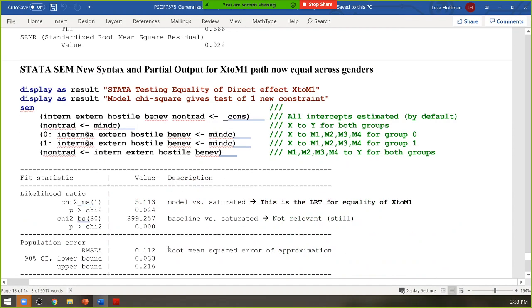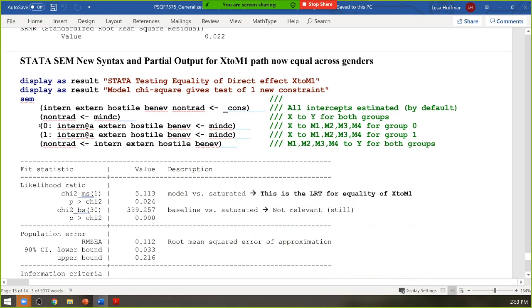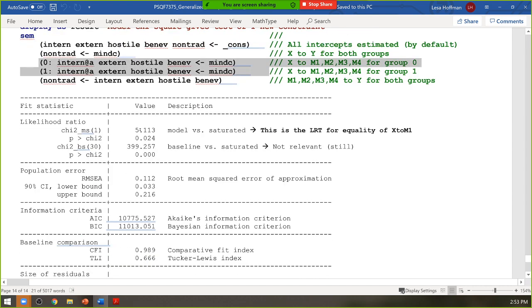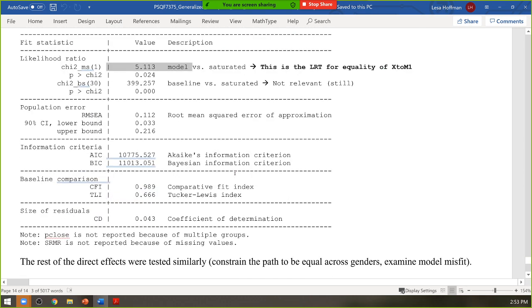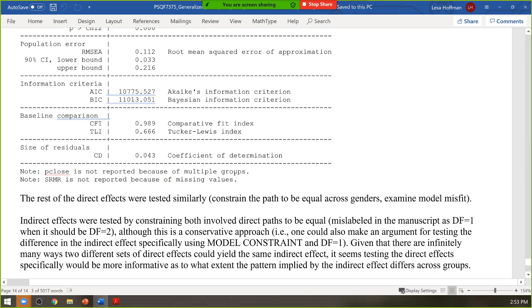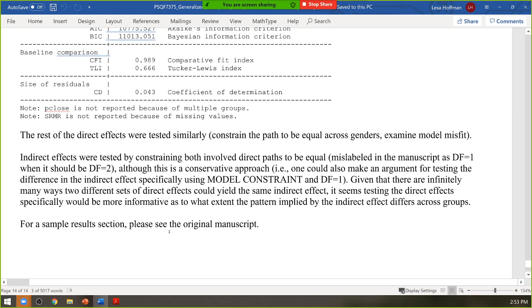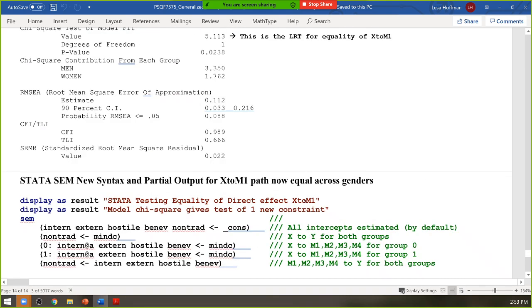And so then, yeah, this is what it would look like if you wanted to do that manually in Stata. You can use @ signs to turn individual parameters on or off. In this case, they're both constrained to the same value, which is A. And then the test of the model fit is the same test as what that individual parameter was. And for a results section, see the original manuscript. So we've got the whole thing there. So, ta-da.